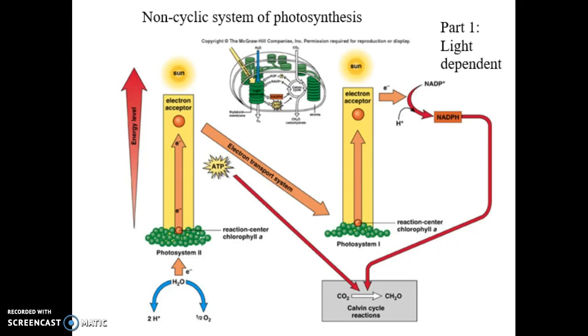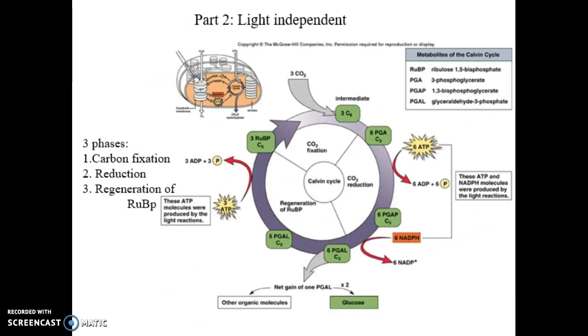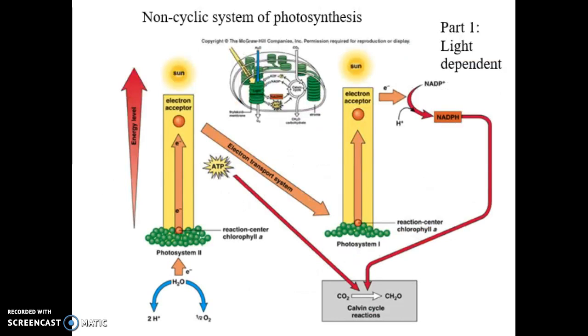Now, the non-cyclic system is composed of two parts. Part 1 is light dependent, and then part 2 is light independent. So it's got a two-part system here. What we're going to see when they go through this pathway, this non-cyclic system, is that it has modified, changed, tweaked, adjusted the flaws we saw in the cyclic system. There's a constant replacement of electrons, and there's a backup storage of energy produced here. All right, so let's take a look at how this part 1 light dependent works.